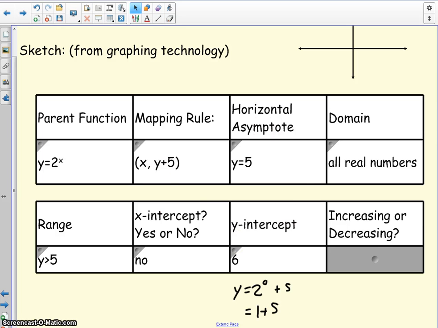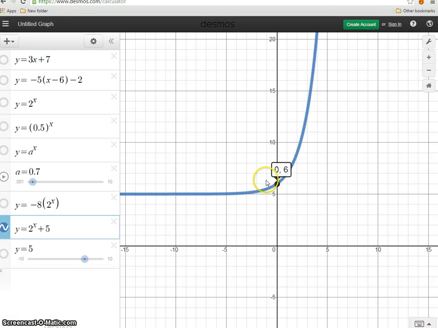And you can see from the equation as well that we are actually going to be increasing from left to right. So again, our parent function 2 to the x is increasing. It hasn't been reflected at all, so it's going to stay increasing.